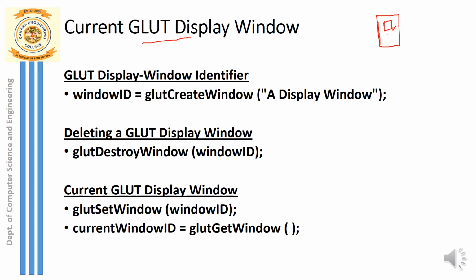So can I have multiple display windows displayed on the screen? I can have them one behind the other. But remember, whenever I'm displaying the graphics, I have to usually choose one display window out of the multiple display windows. So all OpenGL functions, whenever you're calling them, will correspond to a single display window.